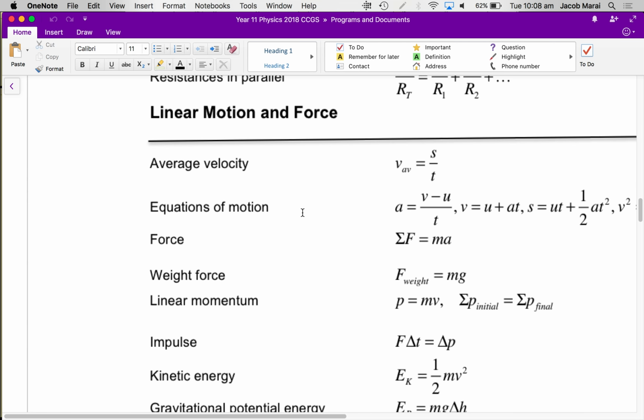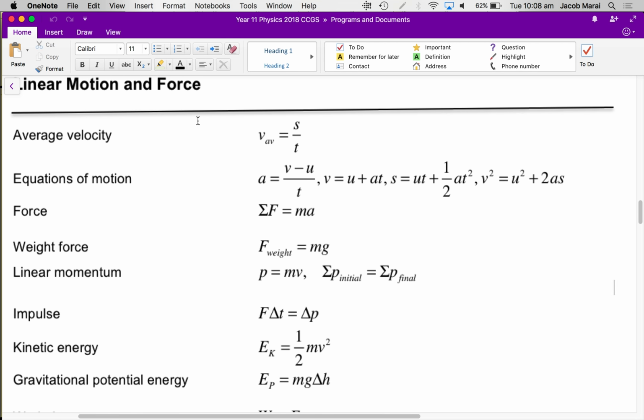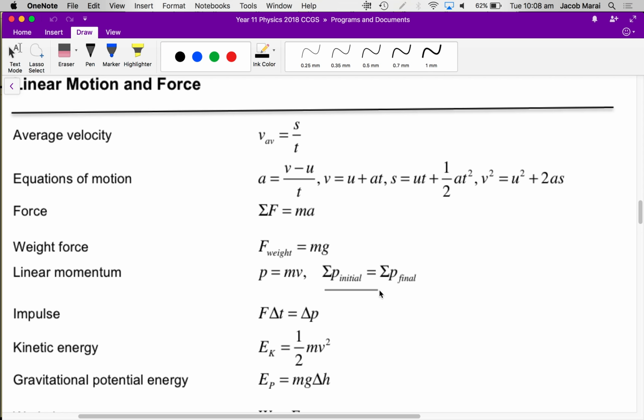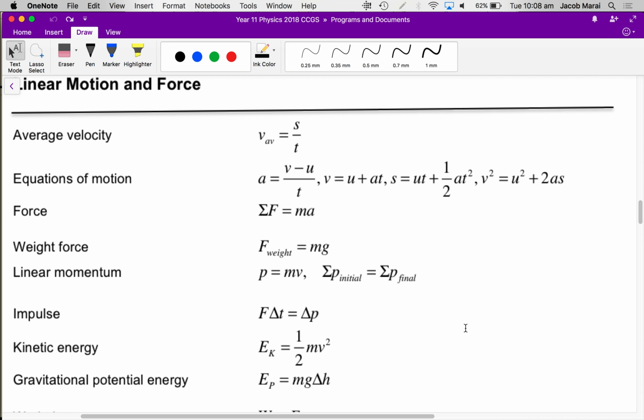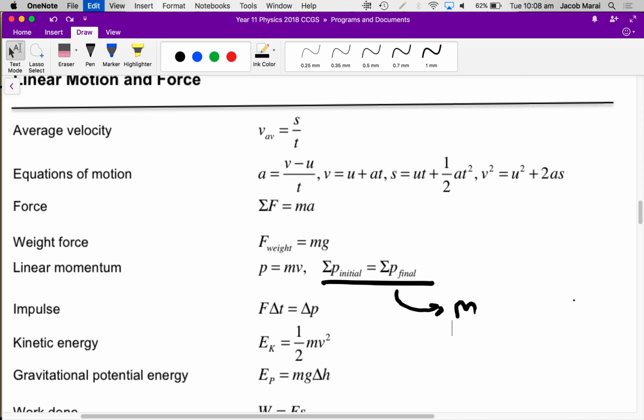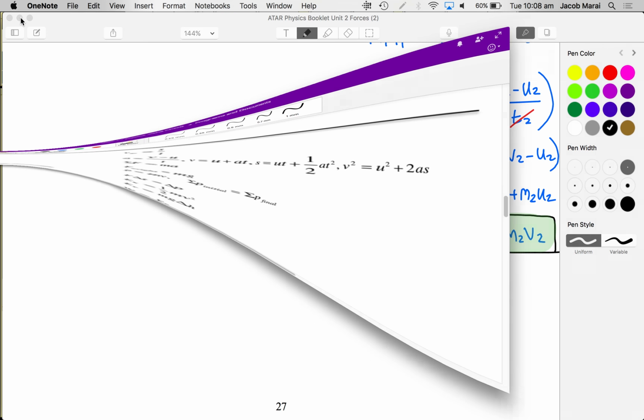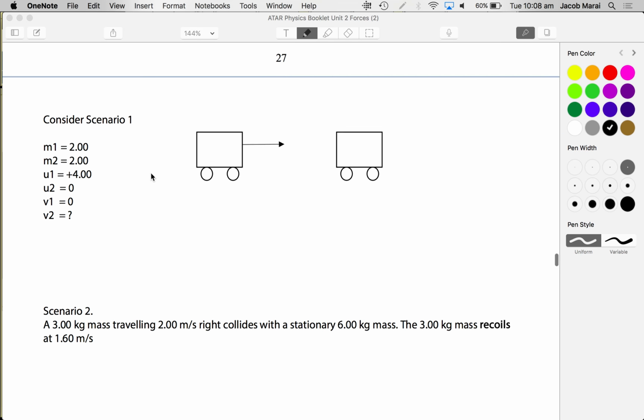Momentum. There it is. Look, that's all you got. Okay? All you got is that. You need to be able to expand that equation into M1U1 plus M2U2. It rolls off the tongue quite nicely. The two masses, U's on the left-hand side, V is on the right-hand side. Cool? All right. Let's jump into some scenarios.